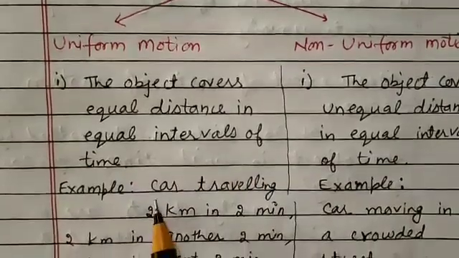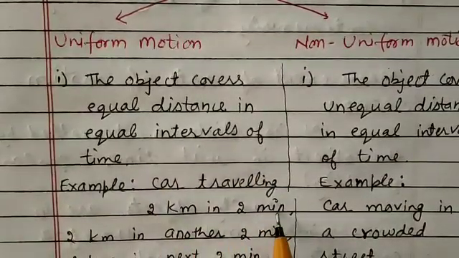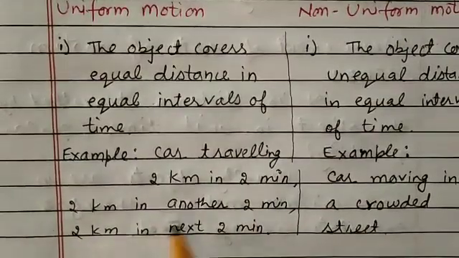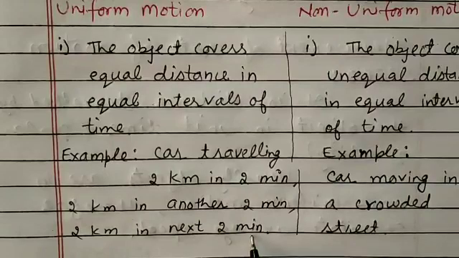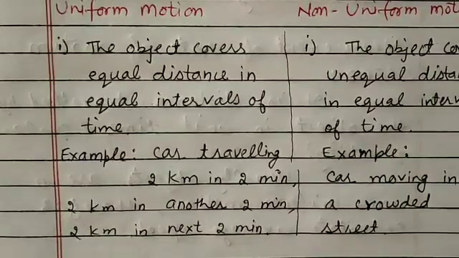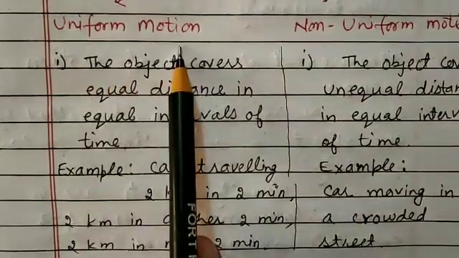For example, a car traveling 2 km in 2 minutes, 2 km in another 2 minutes, and 2 km in the next 2 minutes means the object is covering equal distance in equal intervals of time. Such type of motion is said to be uniform motion.